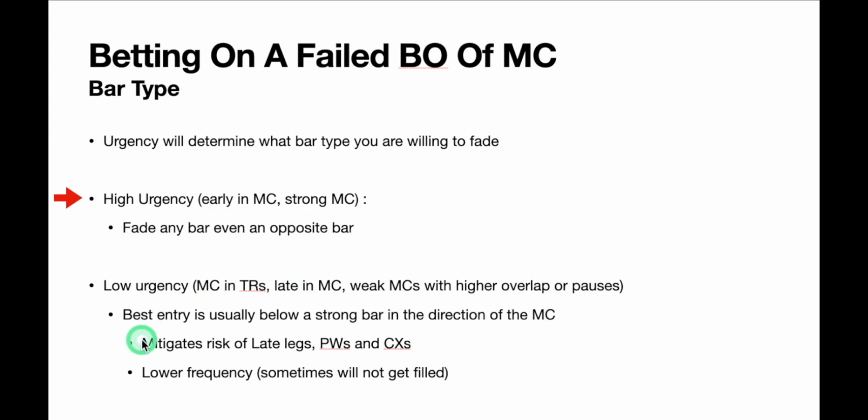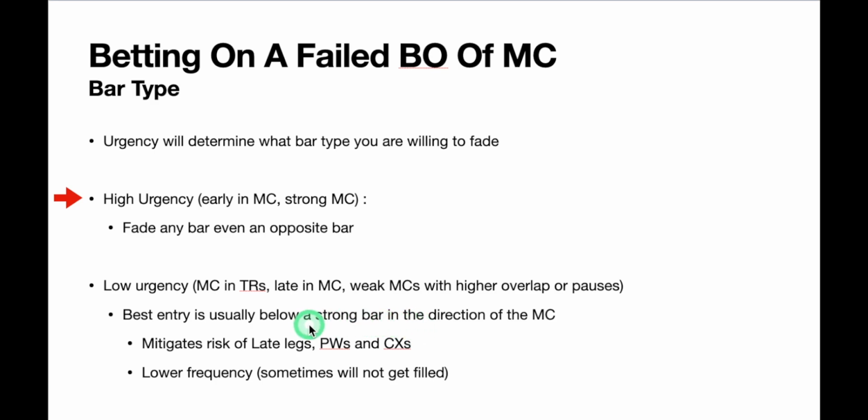Now in low urgency situations, like microchannels and trading ranges, late in microchannels, when we have a completed or a mature internal structure, or weak microchannels with high overlap and pauses, that's when it gets a little bit more nuanced, and that's when it becomes better to buy below a strong bar in the direction of the microchannel. So in the bull case, it's better to buy below a strong bull bar.